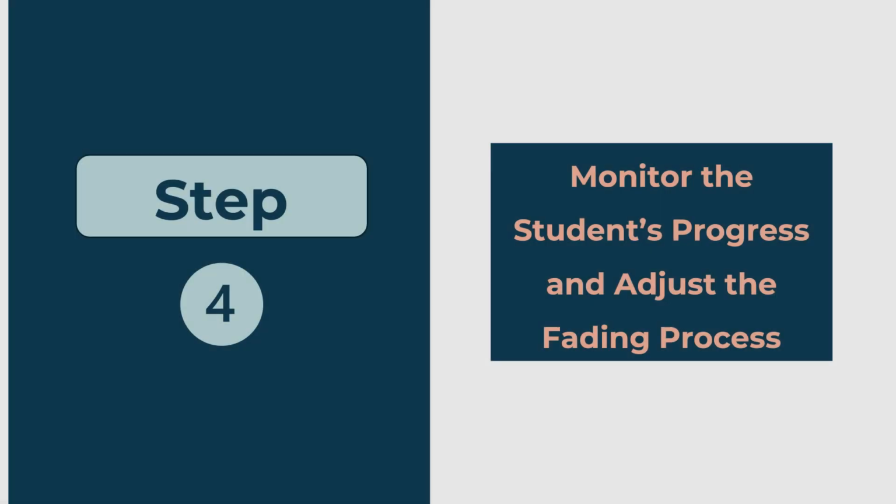In step 4, it is essential to continuously monitor the student's progress to determine whether the fading process is working. If the student consistently engages in the target behavior and stays on track, the teacher can gradually increase the time between reinforcement or the number of required responses. For example, the teacher may shift to a variable ratio or variable interval schedule, where reinforcement is less predictable and more spread out.